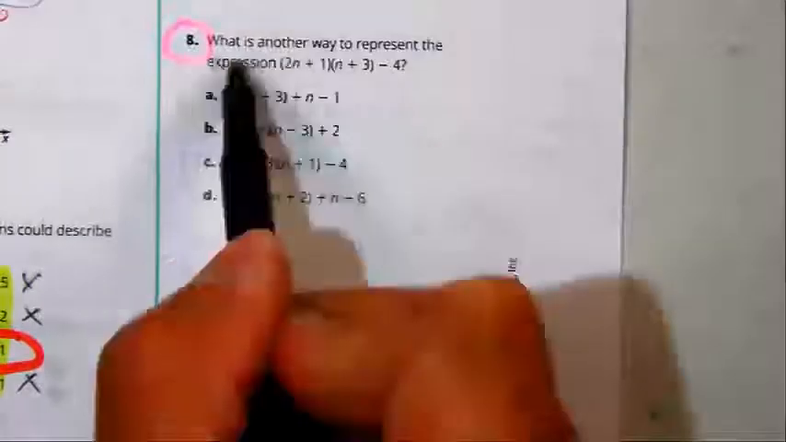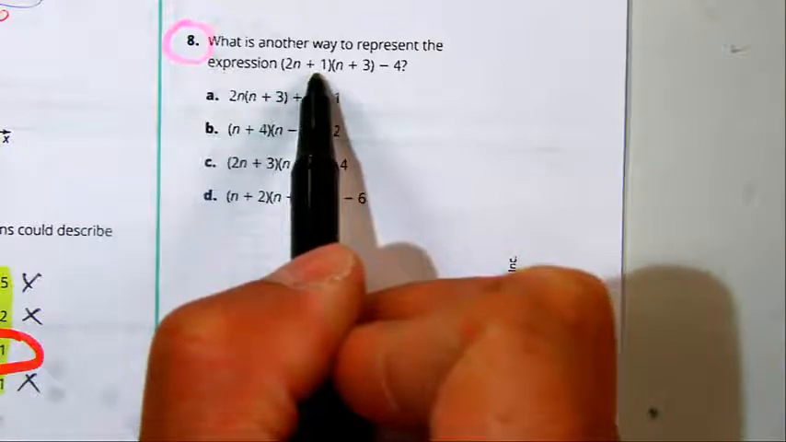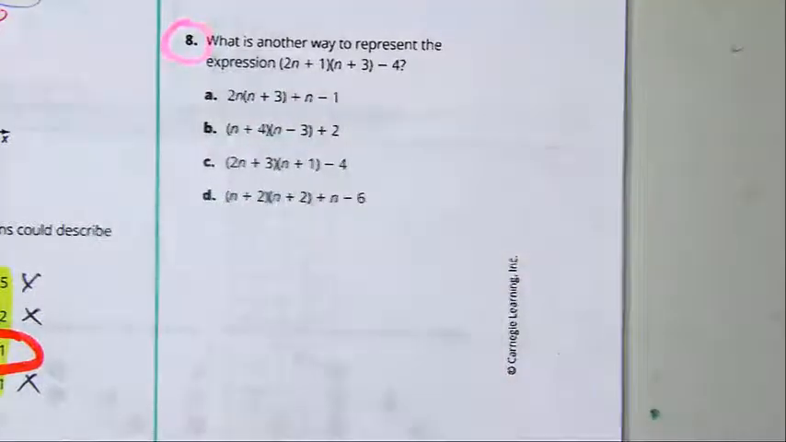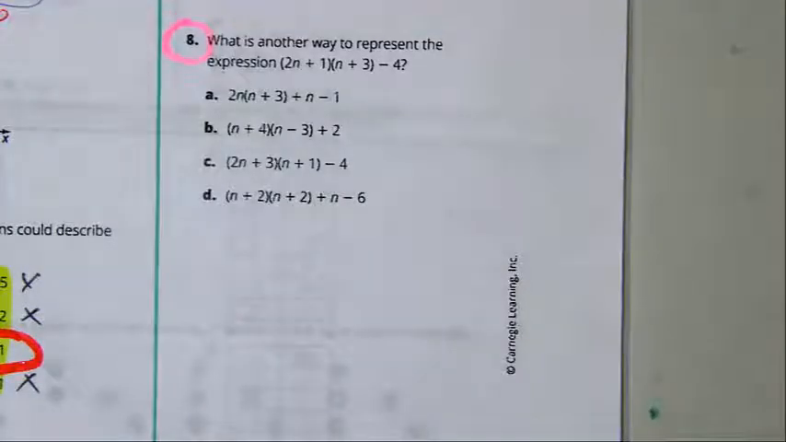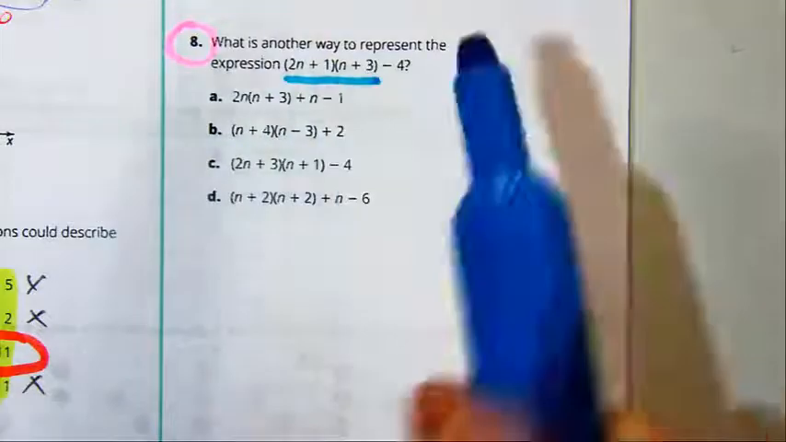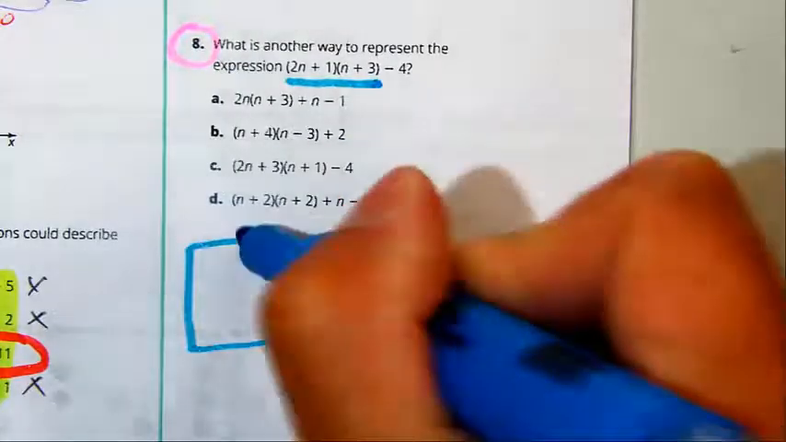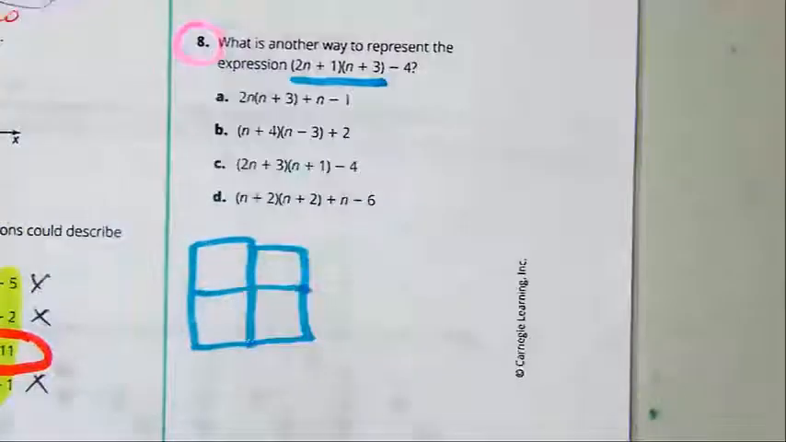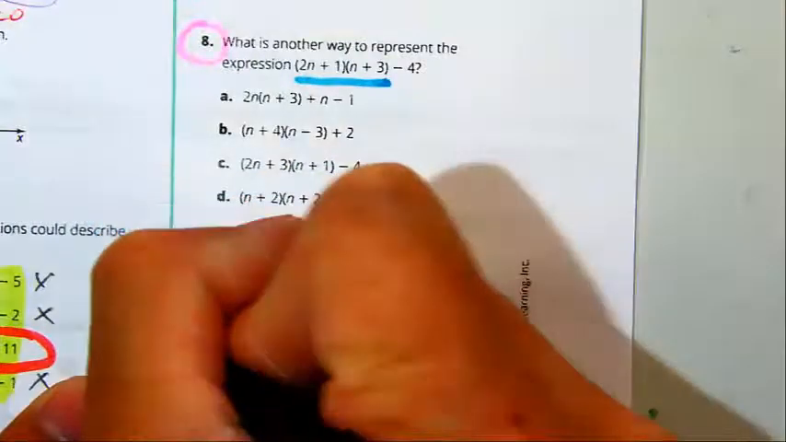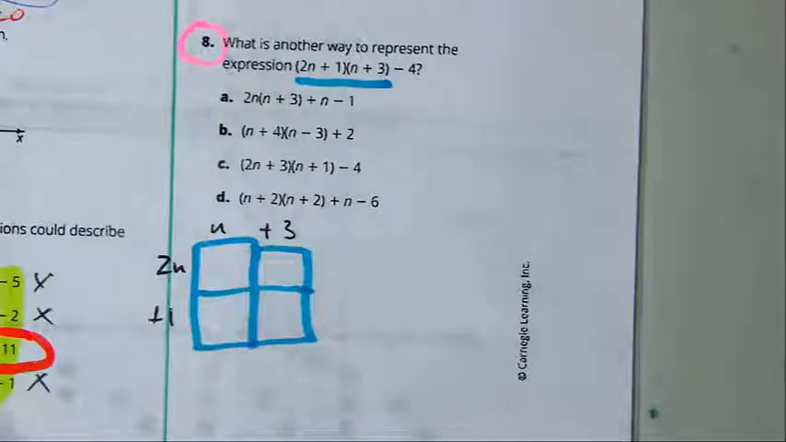It says, what is another way to represent the expression (2n + 1)(n + 3) - 4? First thing I'm going to do is use my highlighter and underline this part here. That tells me I'm going to have to use this box. I'm going to have to multiply a binomial times a binomial: 2n + 1 and then n + 3. And I'm just going to multiply.